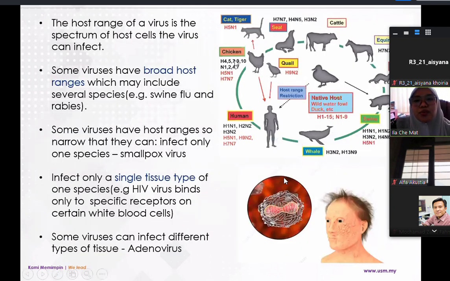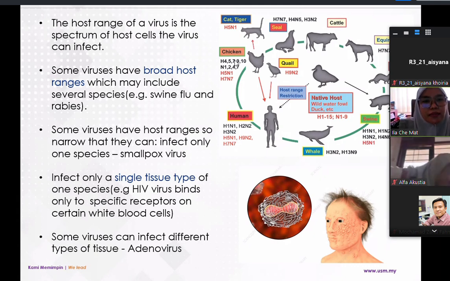All right. So, virus host range. We know that the virus needs to infect a cell to replicate, right? But how do they choose which cell is suitable for them? This depends on this spectrum. Some viruses have a broad spectrum, which means that they can infect more than one species.